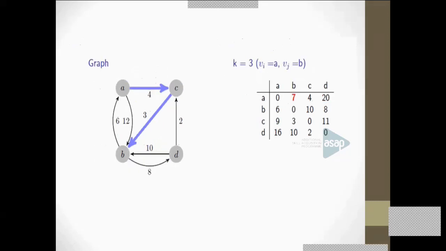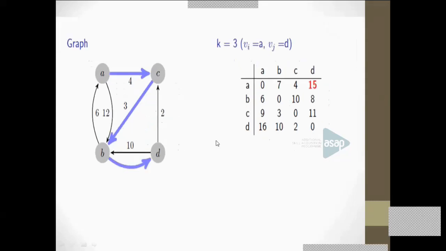Then K equal to 3, one more update. Previously A to D, the value was 20. Now it will be getting updated. You can see A to D via C, the value gets updated. Previously it was via B, therefore 12 plus 8, 20 was there. Now via C, there is a shortest path. A to B is actually 4 plus 3, 7. 7 plus 8, 15, that is also getting updated. K equal to 4 has no meaning because there are only 4 vertices. Therefore, K equal to 1, K equal to 2 and K equal to 3. And this is the example we are considering here.